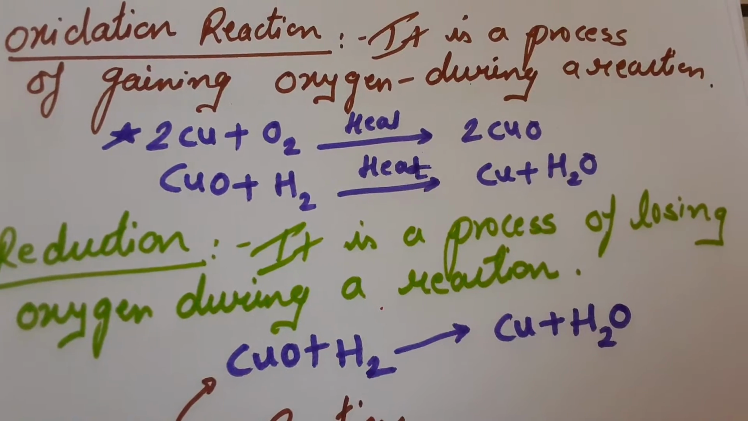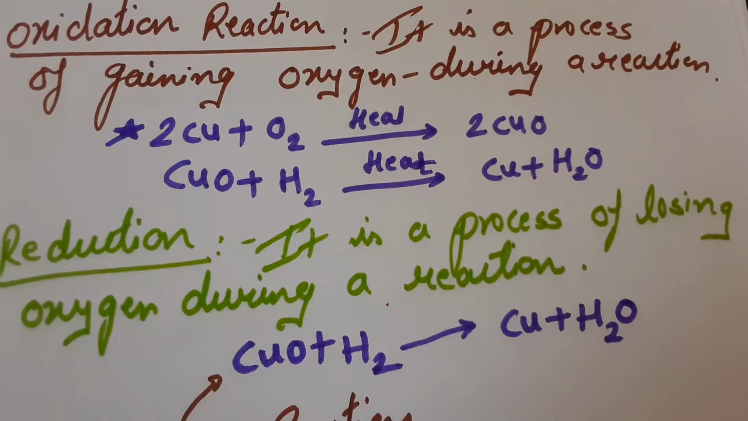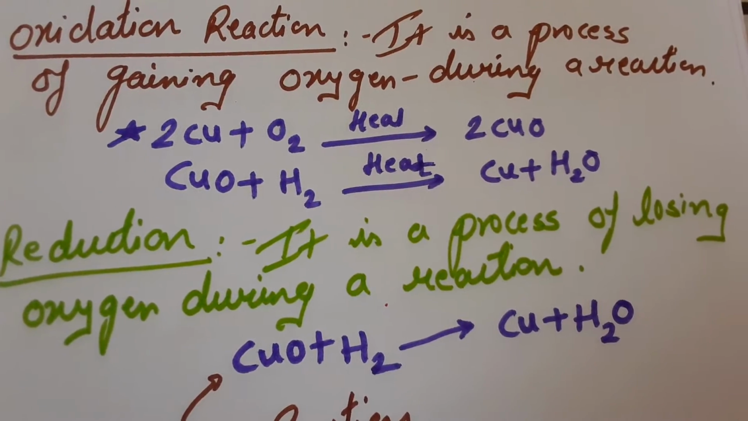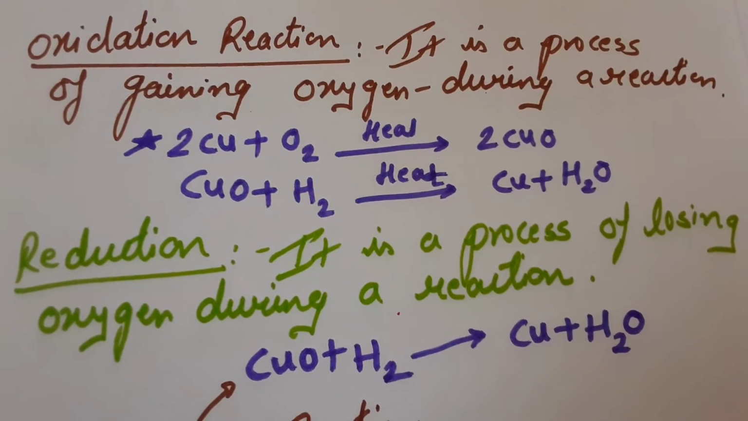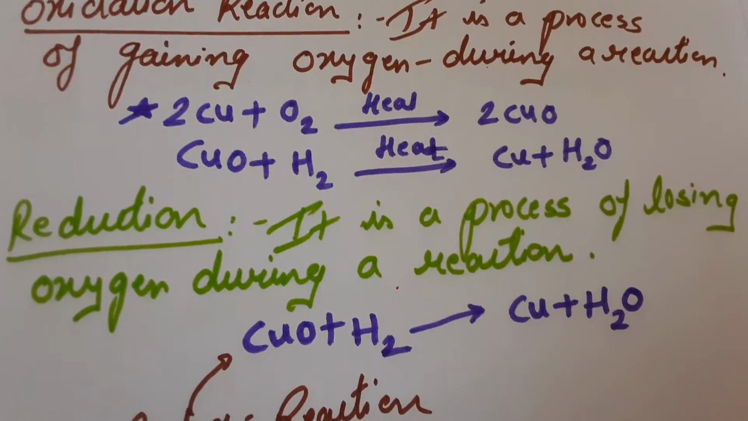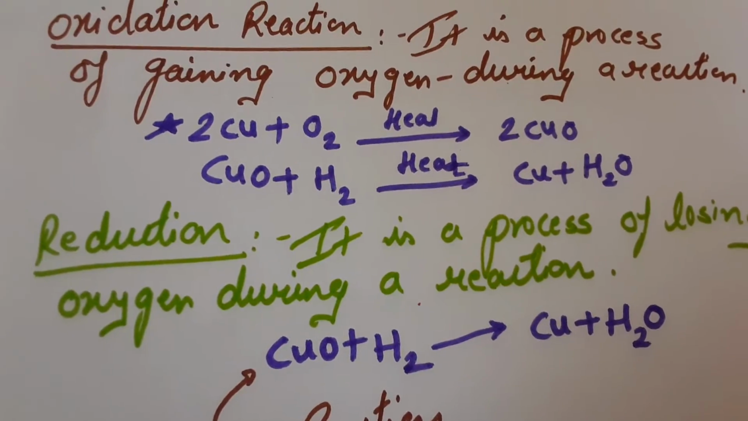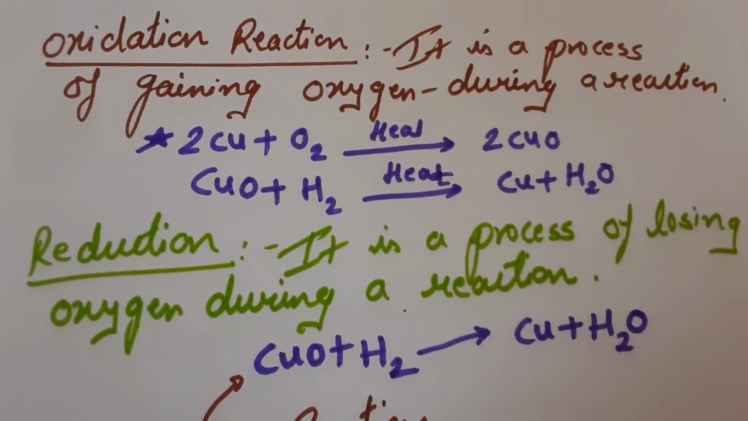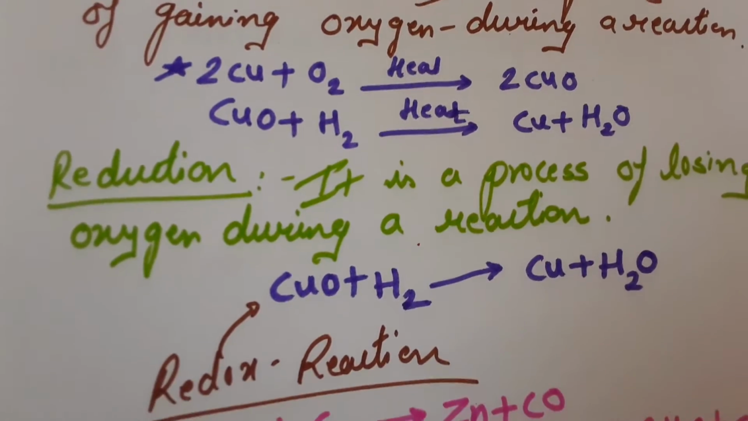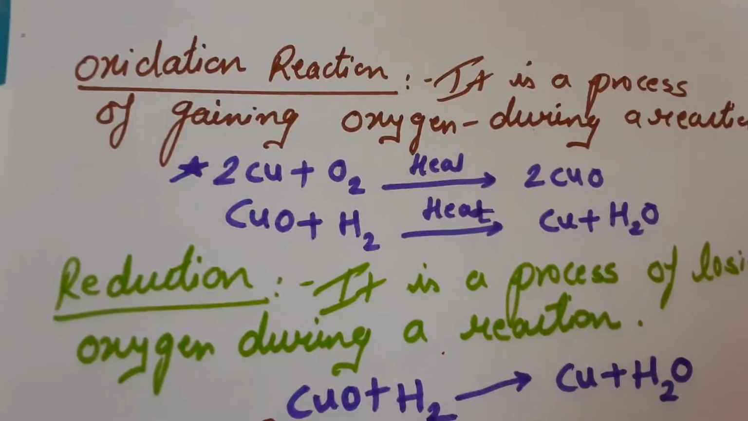In the last session we discussed types of chemical reactions. Today we are going to discuss oxidation reaction, reduction reaction, examples of oxidation and reduction, and then we are going to study what is a redox reaction.